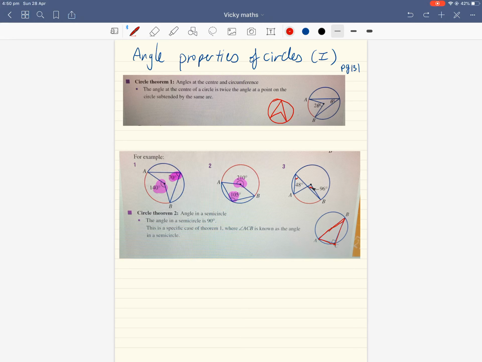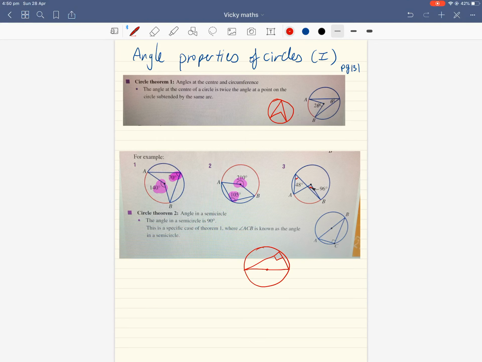And the symbol for circle theorem 2 is literally you draw a miniature version of what you see. So you have a triangle inside the circle, and then it's 90 degrees there.